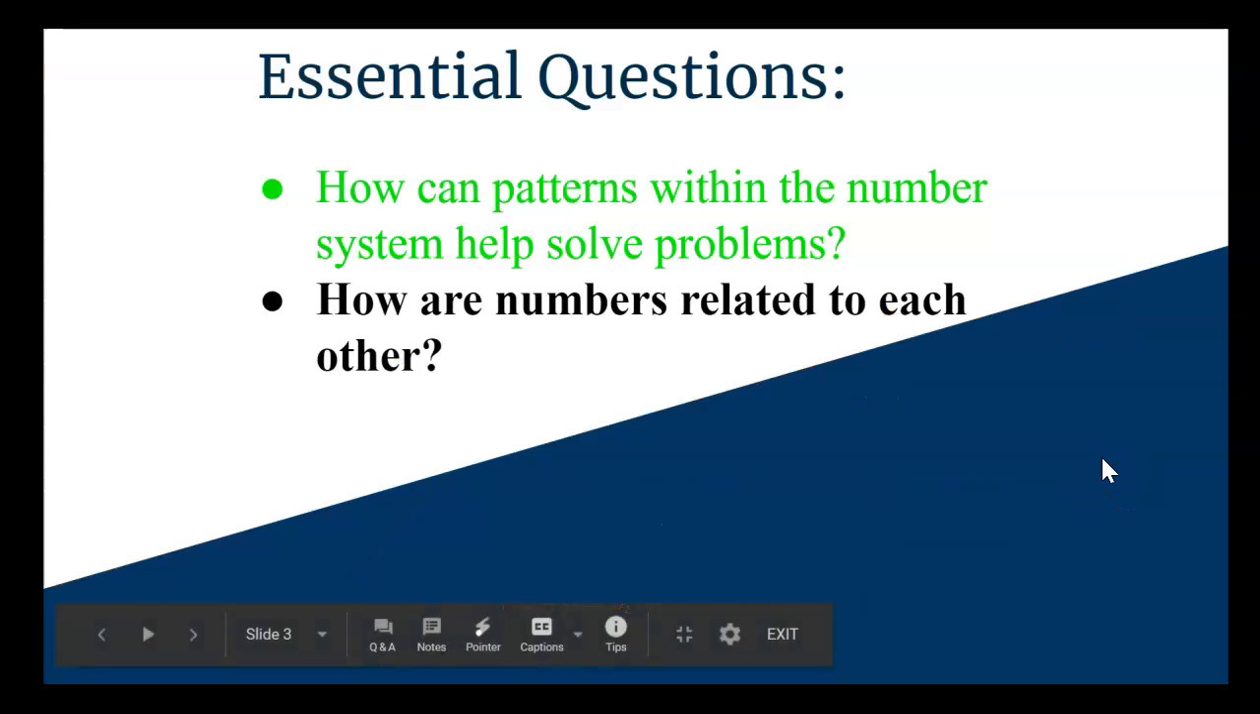Our essential questions remain the same as they have been since the beginning of Unit 2. How can patterns within the number system help solve problems, and how are numbers related to each other?